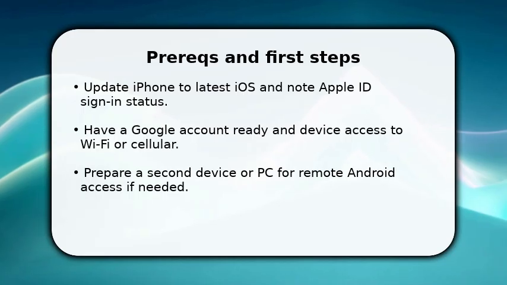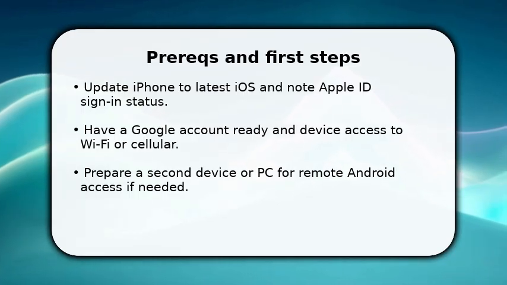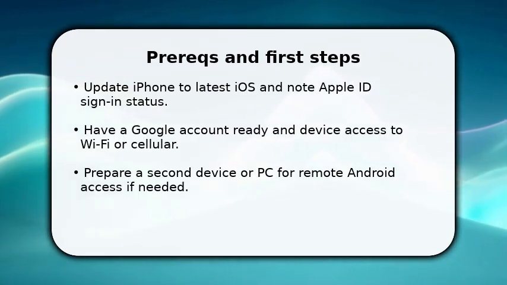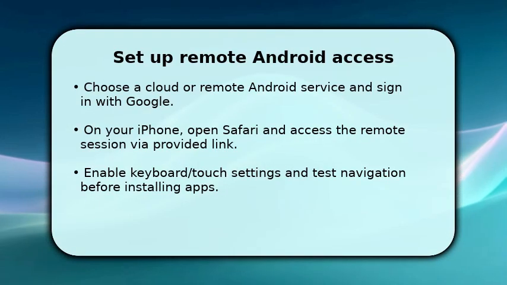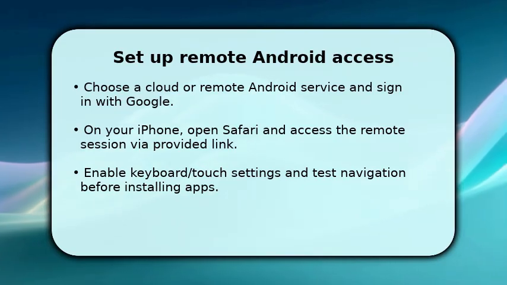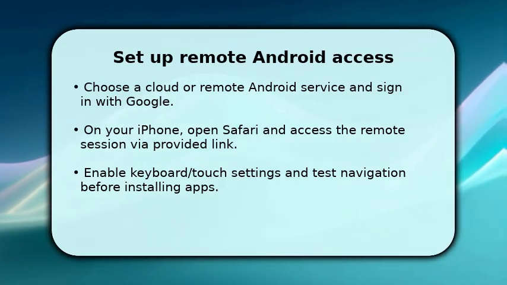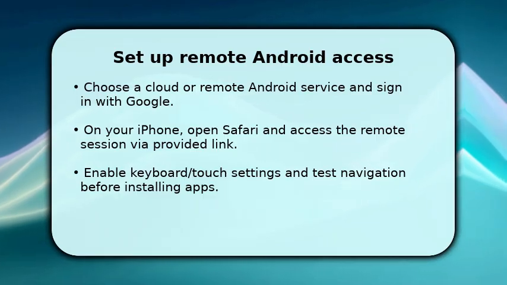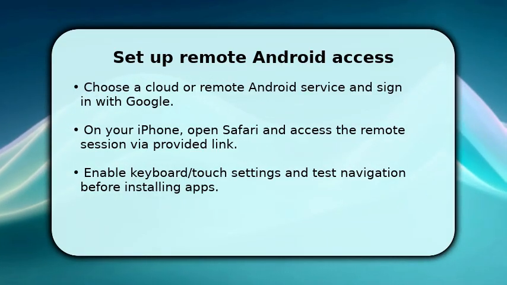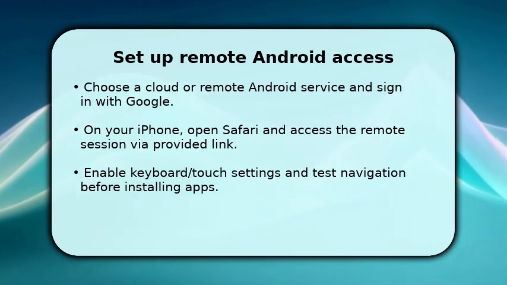Make sure you have a second device or computer ready for the remote or browser-based Android session, and keep Wi-Fi enabled for stability. Next, set up remote Android access so you can use Google Play through a virtual Android device. On your PC or remote service, sign into the Android session with your Google account and open the Play Store there. Once that environment is ready, connect from your iPhone using Safari or a remote desktop app.